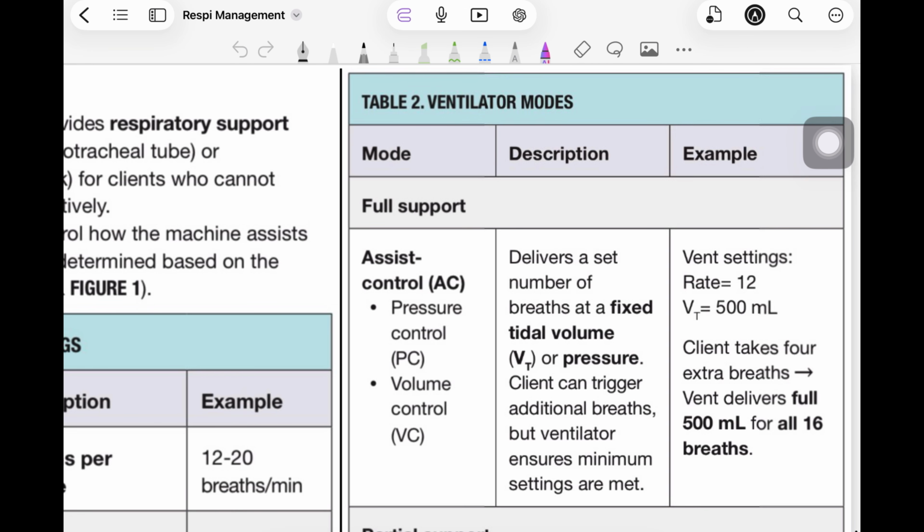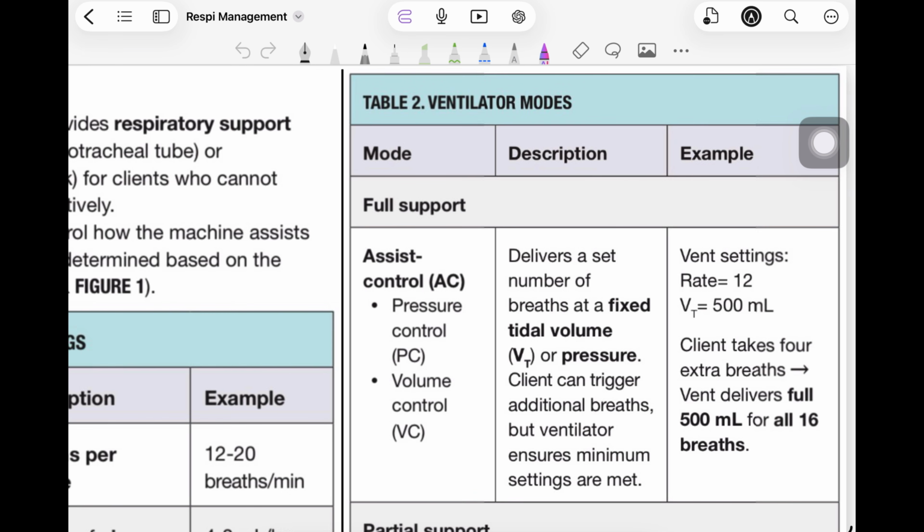Now, what if the patient does not initiate any breaths? The ventilator, or the machine, will automatically give 12 breaths every minute, and for each breath, the tidal volume delivered will be 500 ml. Also, as we said, the client can trigger additional breaths, but the ventilator ensures minimum settings are met. What if the patient suddenly breathes for 4 additional breaths? The client takes 4 extra breaths. What will the ventilator do? It delivers the full 500 ml for all 16 breaths.